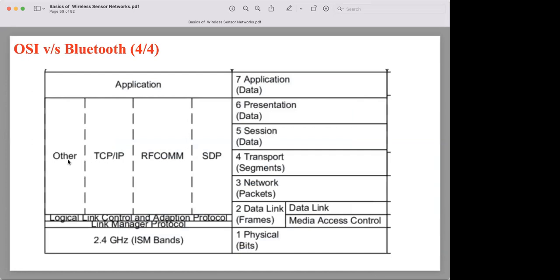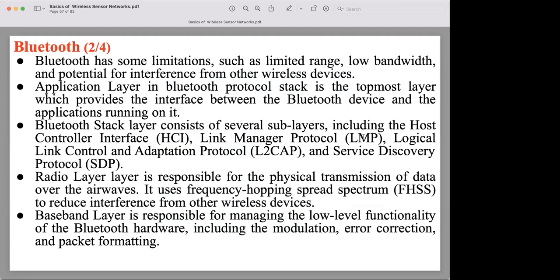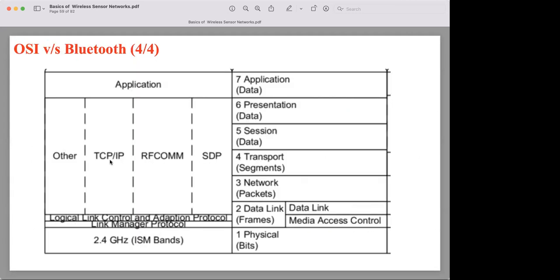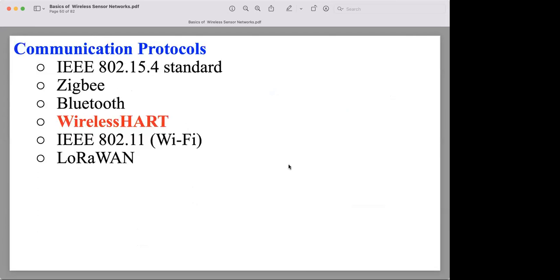Now we can see, as we already saw, that this is working in parallel, and these two protocols are concerned with the connections and other things. So here the physical layer supports the 2.4 gigahertz ISM band. Then for the data link layer, Bluetooth uses the link management layer and L2CAP and other things. And for the presentation, session, transport and network layers, they use protocol sub layers such as SCL, SMP, L2CAP and SDP. They also use TCP and other things for transmission of their application. So this type of architecture is the Bluetooth architecture or model, compared with the OSI model.